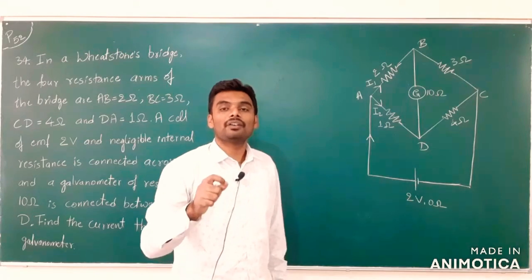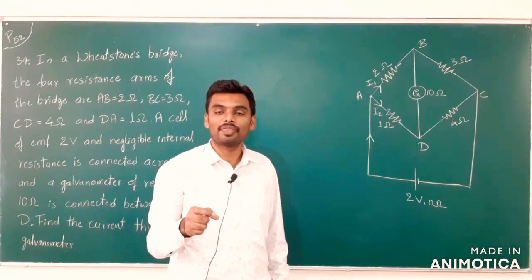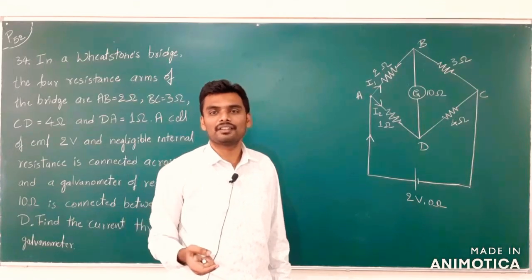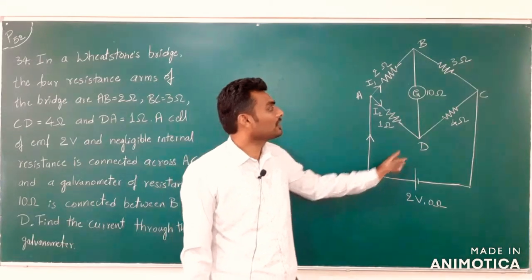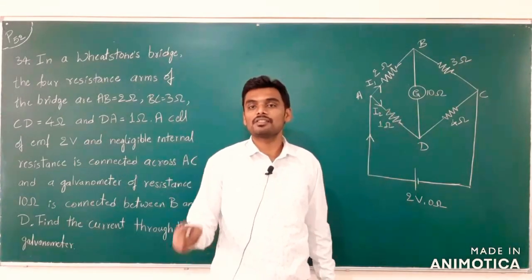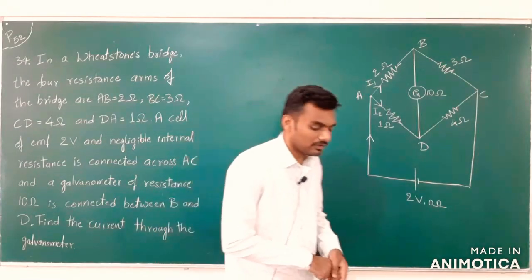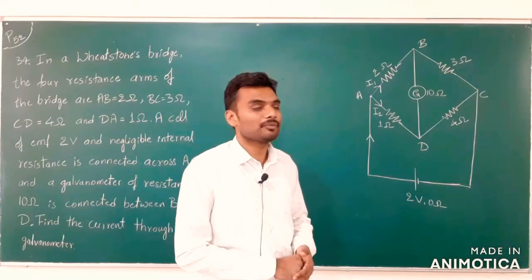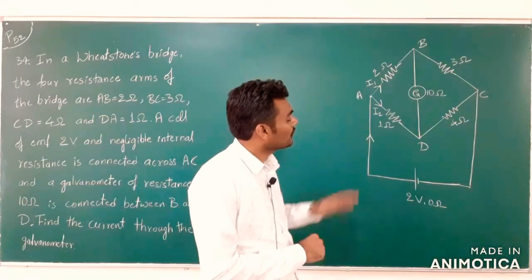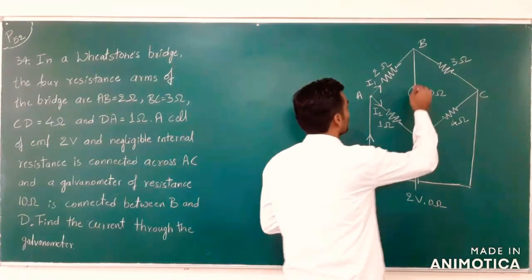And if you have a balanced Wheatstone's network given, then the answer is very easy. Without solution, you can give the answer that current through the galvanometer is 0 ampere, because no current will flow through the galvanometer when the Wheatstone's network is balanced. But this is an unbalanced one, so we have to solve for Ig using KVL.